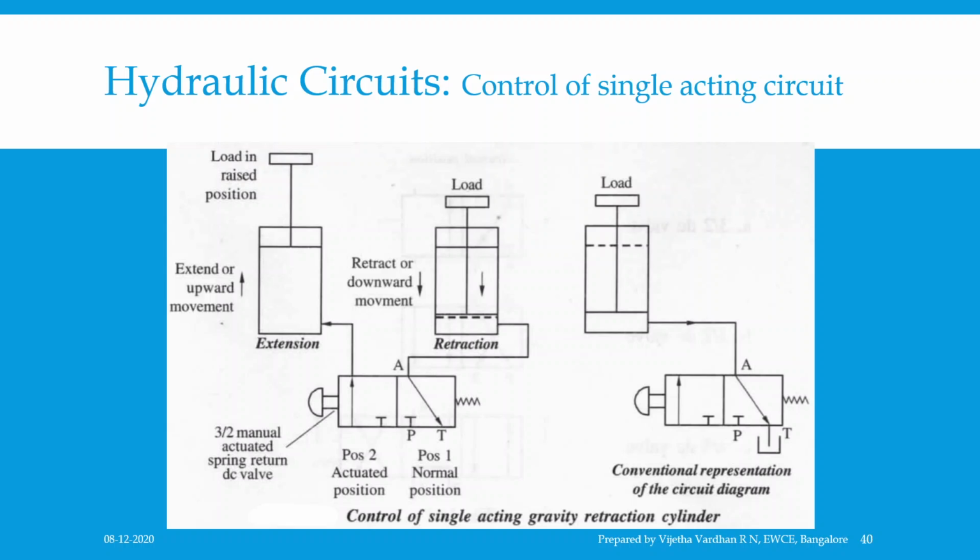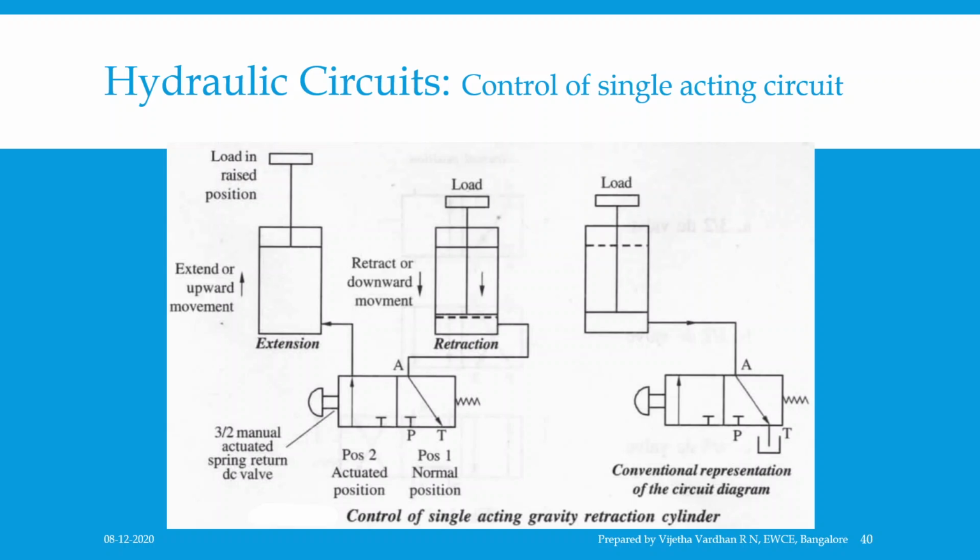To raise or extend the cylinder, the DC valve is brought to the actuated position 2 by pressing the knob manually. Hence, this is called a manually actuated spring return DC valve. In this position of the valve, port P is connected to port A and port T is blocked, which you can observe in the figure very clearly. This passage P to A allows the pressure oil to enter the lower side of the piston in the cylinder and extend the cylinder along with the load.